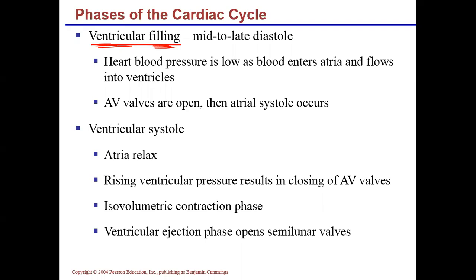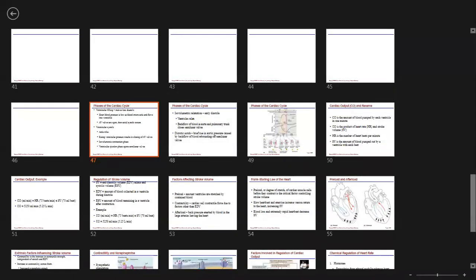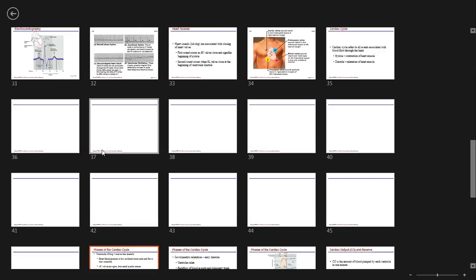Now, the whole heart pressure at this point in time is low, and slowly the blood enters from the atrium into the ventricles. In order for that to take place, obviously the AV valves have to be open, so that they can fill up. At the end of the cycle, atrial systole is occurring. So for those of you that told me you are visual learners, I'm trying to give you the idea visually so you can understand what's going on.